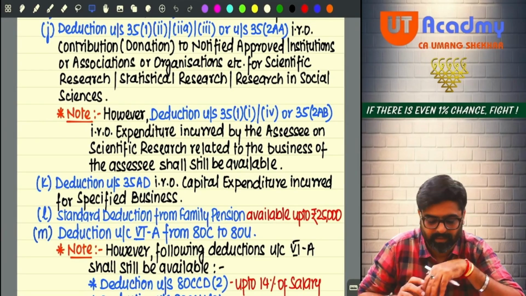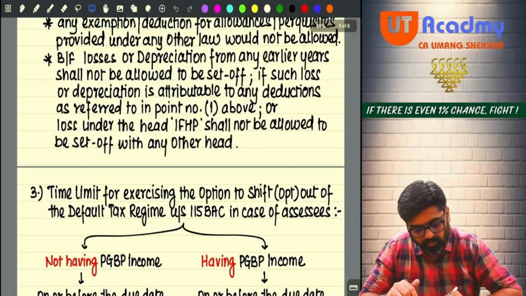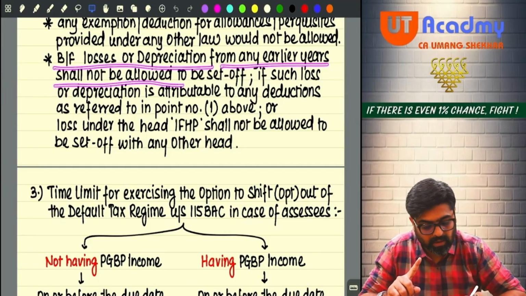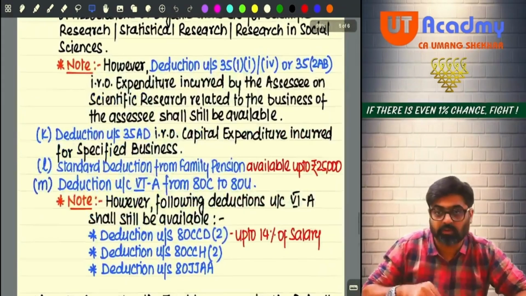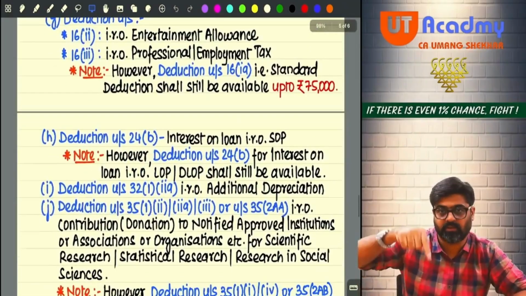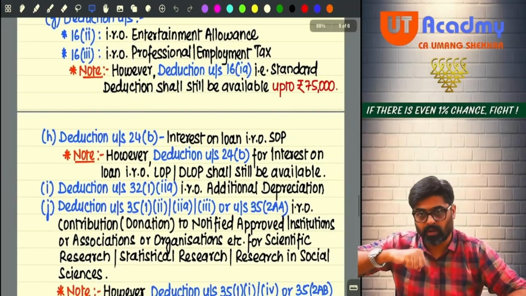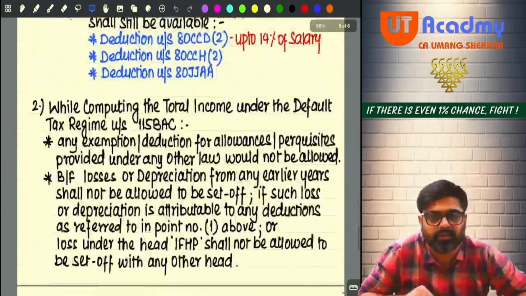Understood? So this is given here. Brought forward losses or depreciation from any earlier years shall not be allowed to be set off if such loss or depreciation is attributable to any deductions referred to in point number 1 above. So this loss is because of any of these deductions in earlier years. And that loss is brought forward in this year. In this year, this loss will not be allowed as a set off now.